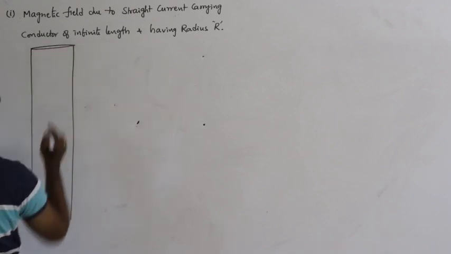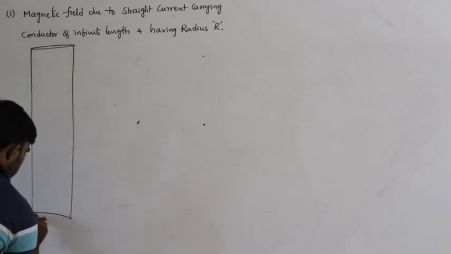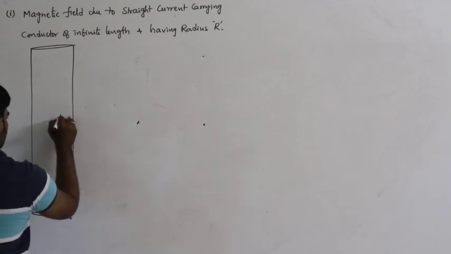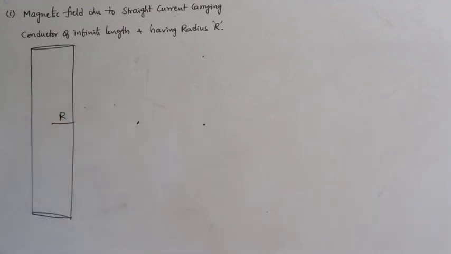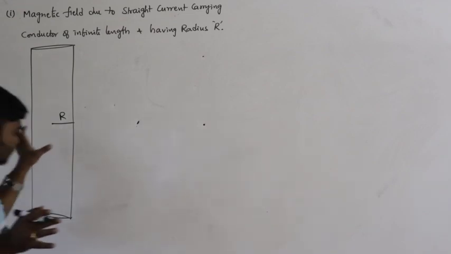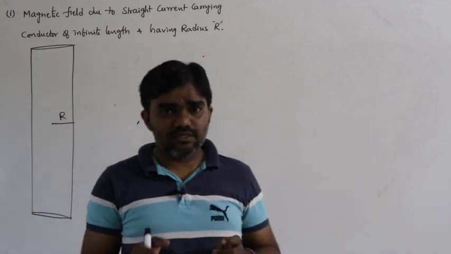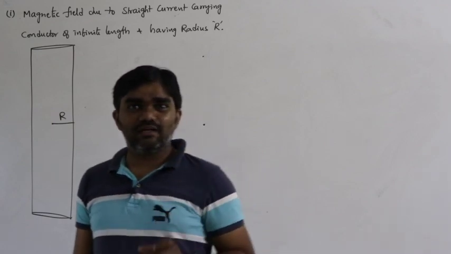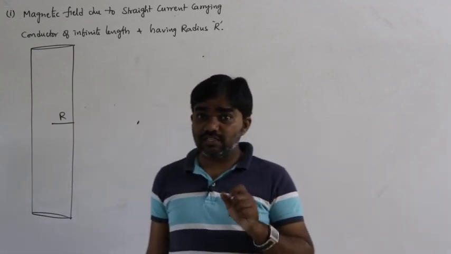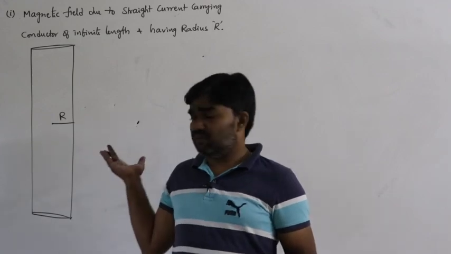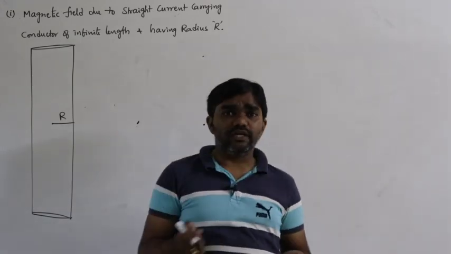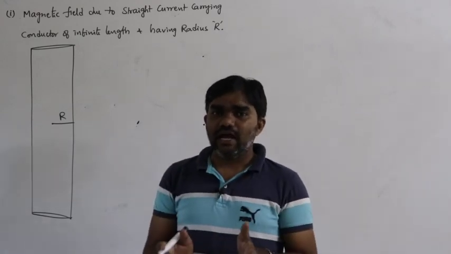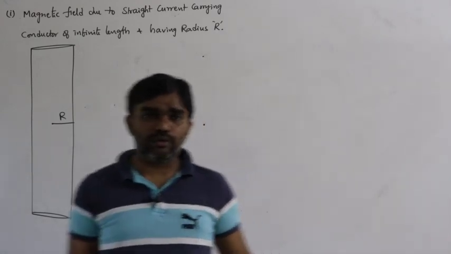Current carrying conductor of radius R. So this is the radius of the conductor, R. That means this conductor has a certain thickness. In electrostatics we discussed the solid cylinder and the electric field due to it. In the same way, that's what we are going to calculate: the magnetic field due to a straight current carrying conductor of infinite length having certain thickness.